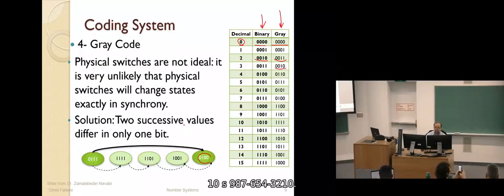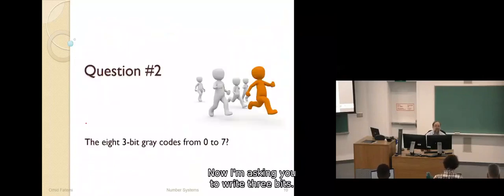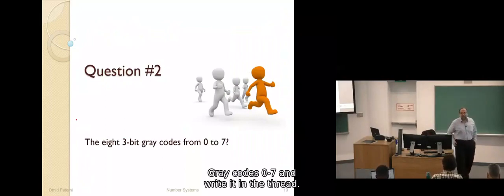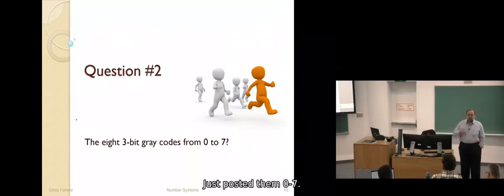So 10 seconds. 10, 9, 8, 7, 6, 5, 4, 3, 2, 1, 0. Okay. Now I am asking you to write 3-bit gray codes from 0 to 7 and write it in the thread. Just post it there. From 0 to 7.